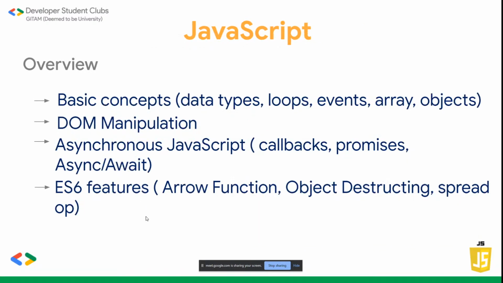So overview, these are all the topics that a person should know to master JavaScript: basic concepts like data types, loops, events, arrays, objects, DOM manipulation, asynchronous JavaScript, and ES6 features. Today, due to time constraints, we'll be limiting ourselves to basic concepts and DOM manipulation only. Asynchronous JavaScript and ES6 features are a little bit advanced, so we'll be continuing that in our next sections of web dev. But for now, we'll be sticking to basic concepts and DOM manipulation.